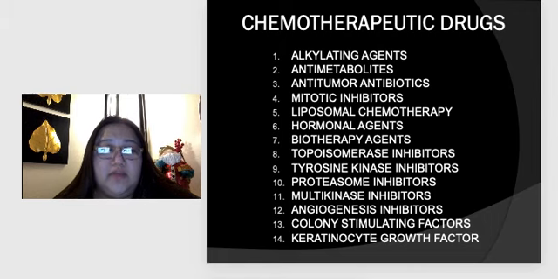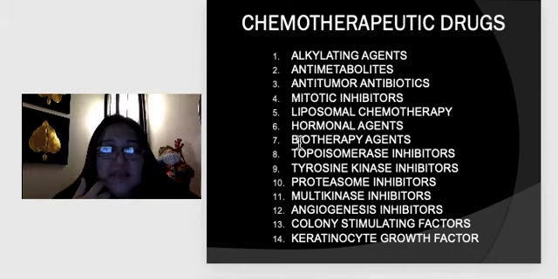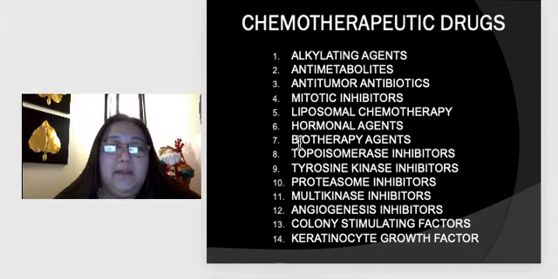These now are the different chemotherapy drugs. We will discuss 14 types. Please take note that the first 6 chemo drugs are traditional chemotherapy drugs, which means itong mga gamot na ito ay effective sa maraming klase ng cancer cells. Alkylating, antimetabolites, anti-tumor antibiotics, mitotic inhibitors, liposomal chemotherapy, and hormonal agents.